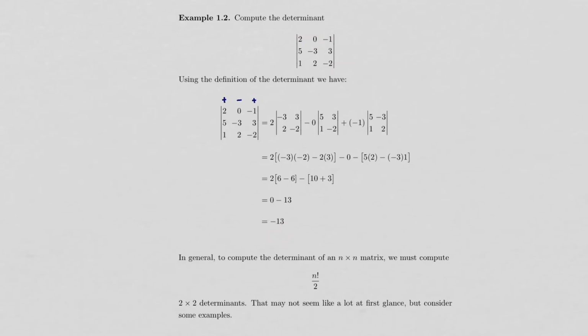number. All right, if we look at what we just did here, I computed the determinant of a 3 by 3 matrix, and in order to do that, I had to compute 3 2 by 2 matrices. That's because of the recursive nature of the definition.